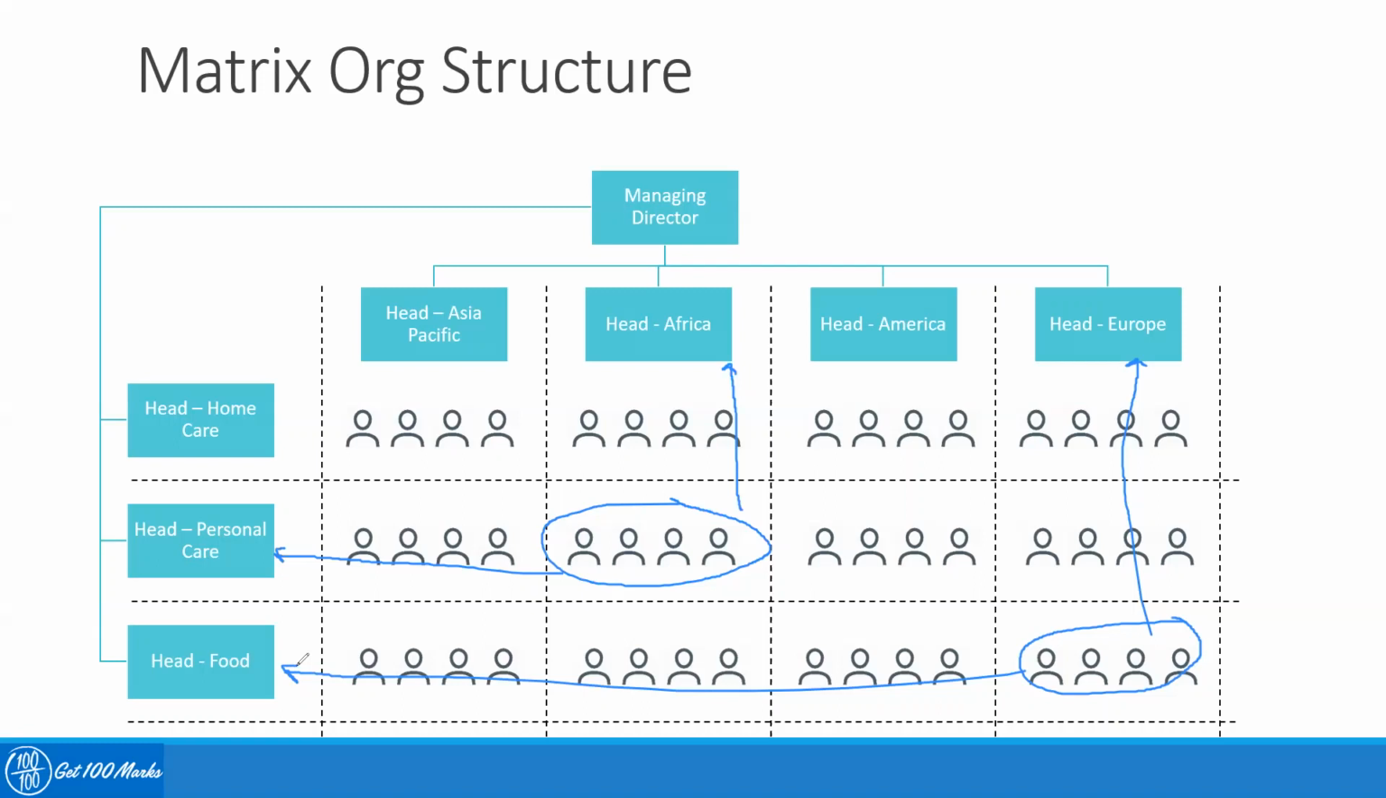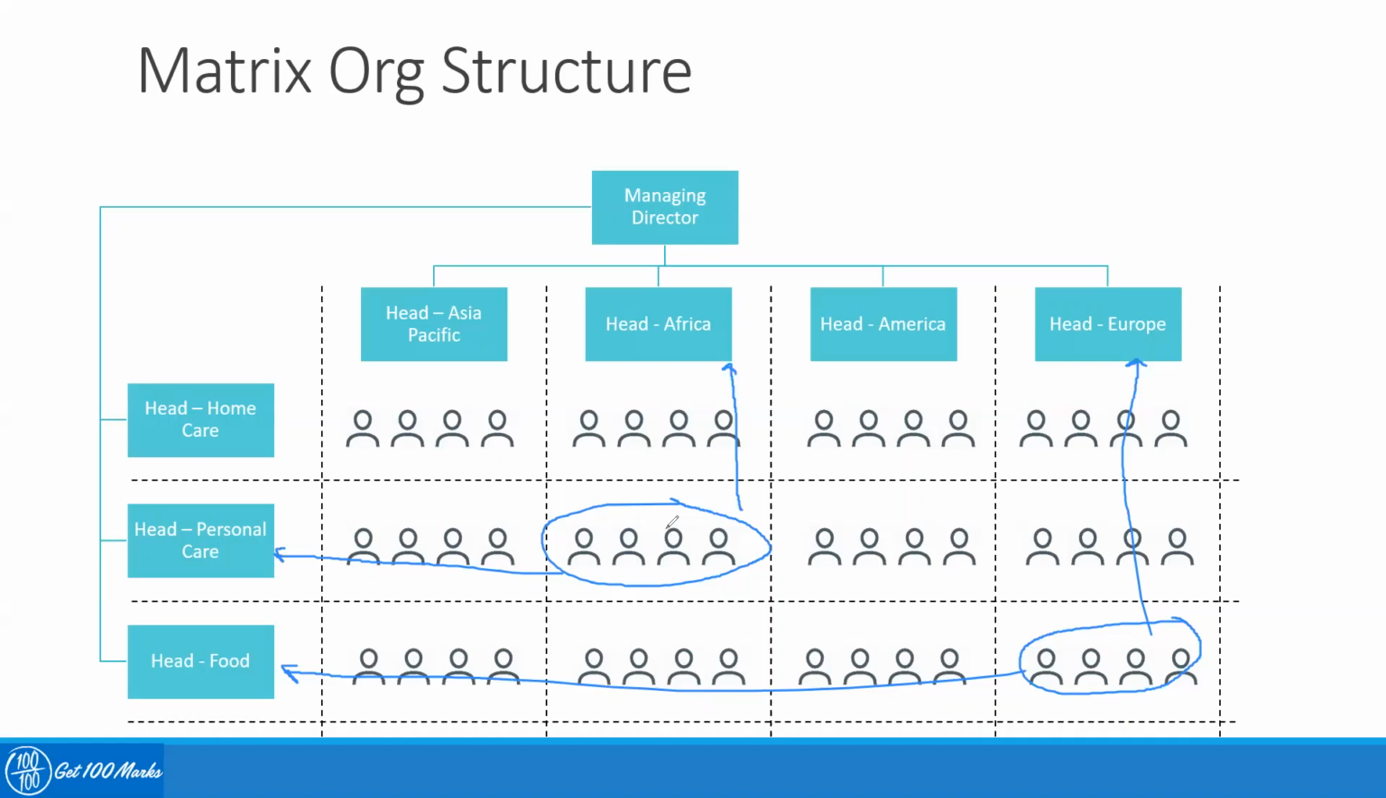Now, there can be other examples of horizontals and verticals. Sometimes your verticals can be industries like automotive, telecom, healthcare, and your horizontals can be functional, like sales, marketing, HR, finance. So a typical intersection might look like somebody who is an expert in the automotive industry, for example, as a vertical, but an expert in the sales and marketing function as a horizontal.